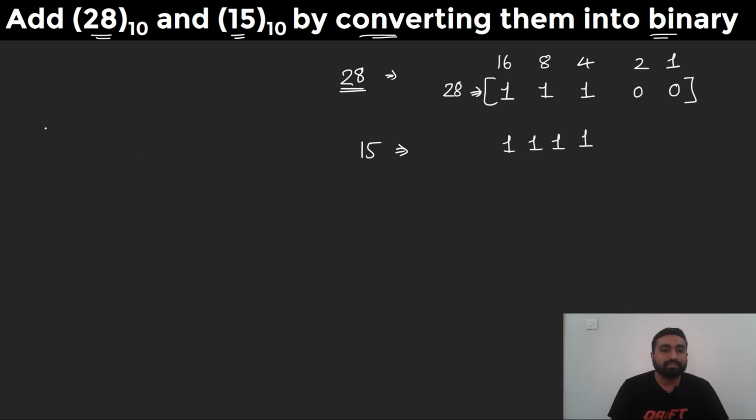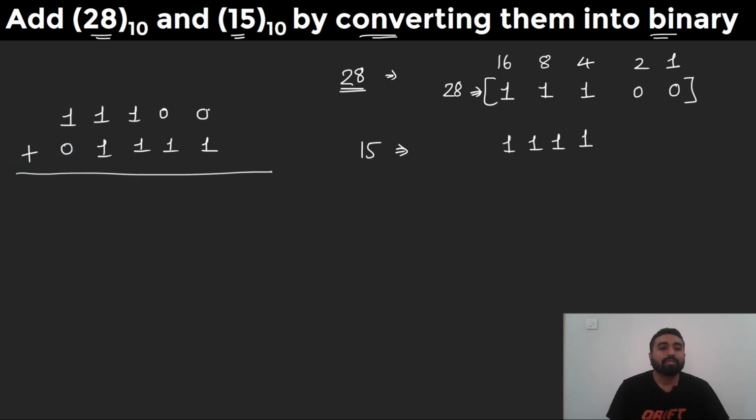Now let's do the summation. Here we have 1 1 1 0 0, plus we will add 1 1 1 and 1, right? The second number is of 4 bits, the first number is of 5 bits, so we need to write them in this order, right? So again, 0 plus 1 over here will become 1, 0 plus 1 over here will become 1, 1 plus 1 is 2, right? So our answer is 0 and carry is 1.